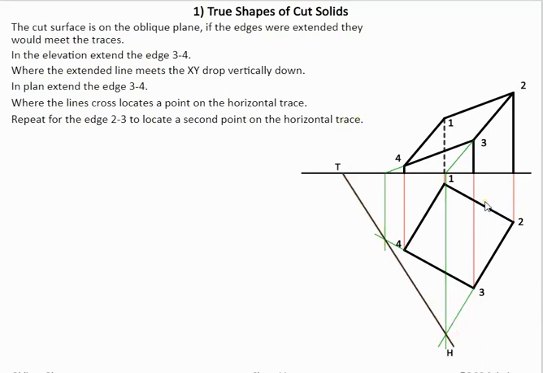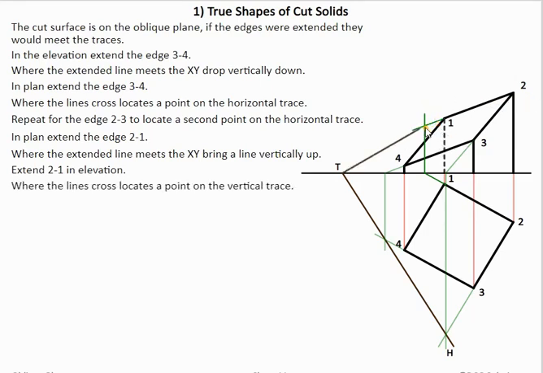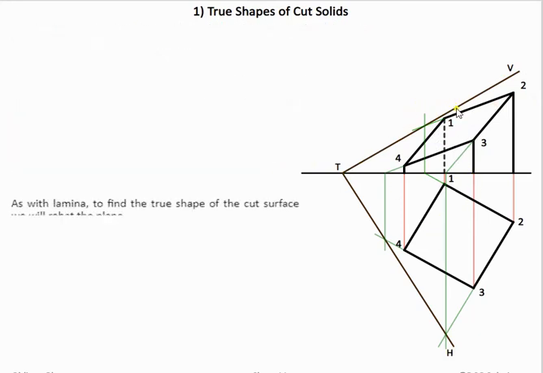Now we want to find a point on our vertical trace. So in this case, we're extending on 2, 1, bringing this line straight up, and then extending 2, 1 here in the elevation. This gives us a point on our vertical trace. So what we've now constructed is our traces.